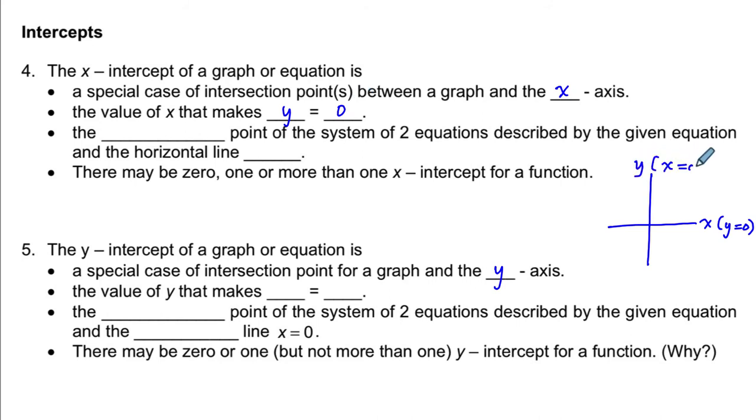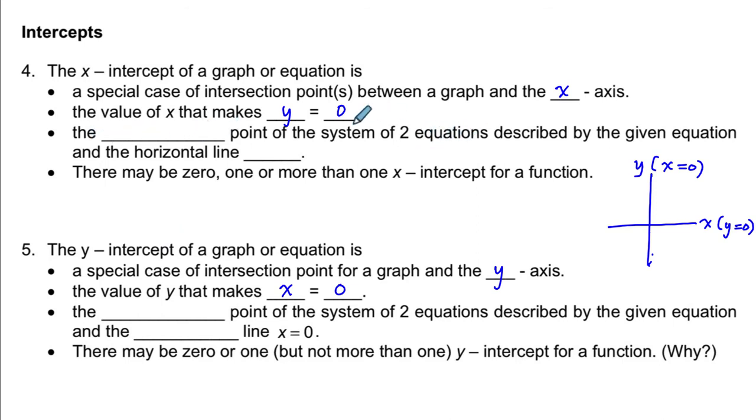Similarly, the y-axis is a vertical line where if we go up and down, the y-coordinate changes, but the x value is always 0. So the y-intercept is the value for y that makes x equal to 0, which is the equation of the y-axis.